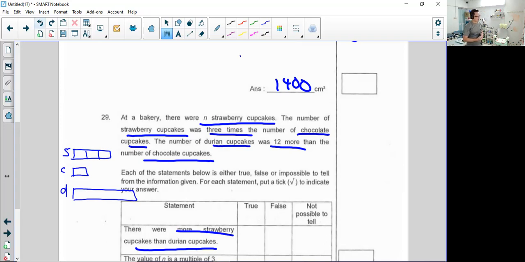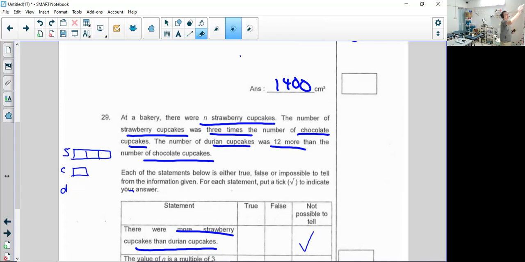Okay, so there were more strawberry cupcakes than durian cupcakes, and I just told you already, we are not sure, not possible to tell. Why? Why is it not possible to tell? Because the durian cupcakes, like what I showed you just now, have to be more than the chocolate, right? Definitely must be more.